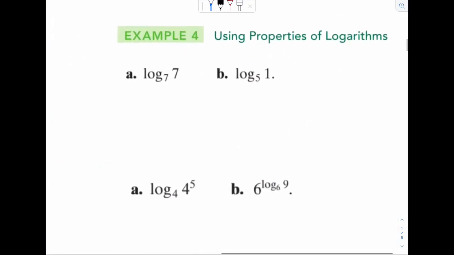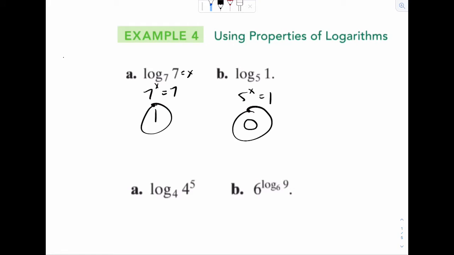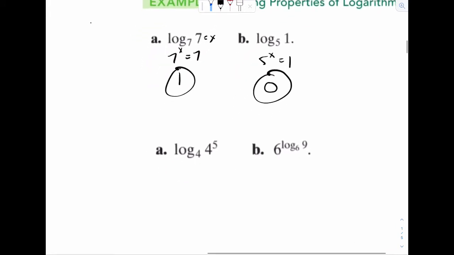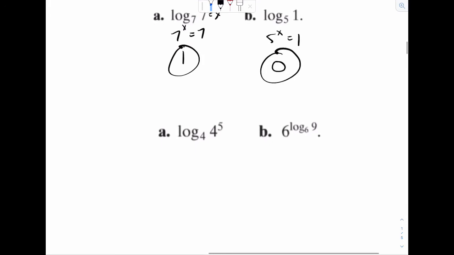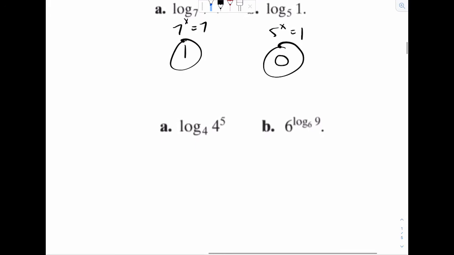Do a couple more. Log base 7 of 7. 7 to what power makes 7? 1. This one, 5 to what power makes 1? Gotta be 0. This one we can see 4 to what power makes 4 to the 5th? Definitely 5.